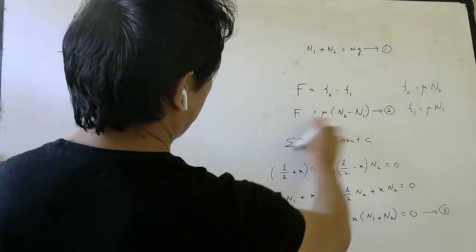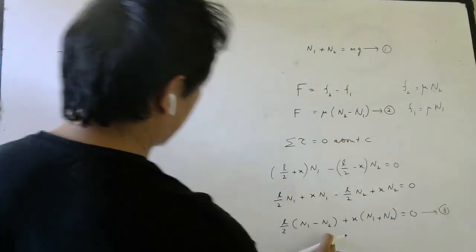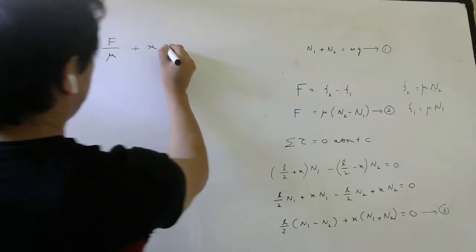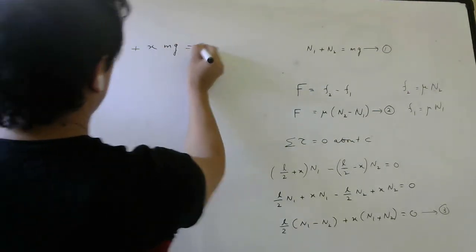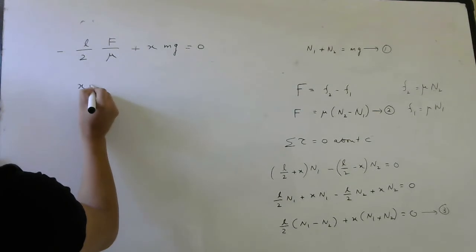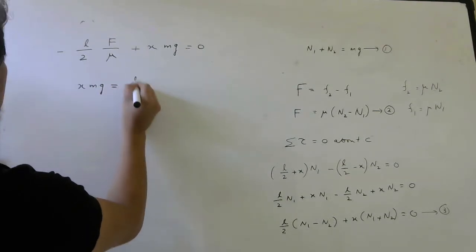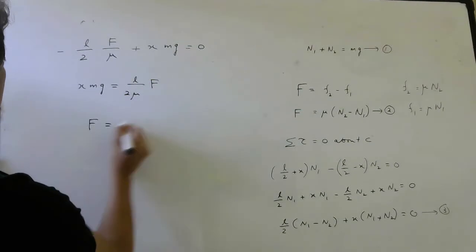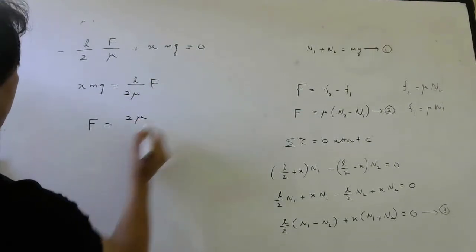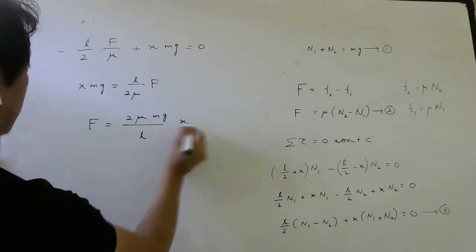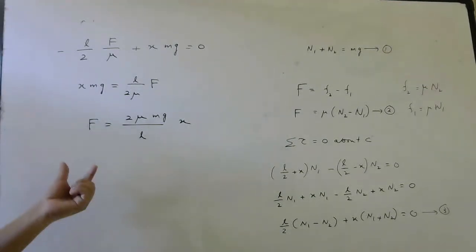So this third equation with the help of the first and second will become what? L by 2, N1 minus N2 I can write as minus F by mu, since N2 minus N1 is F by mu, plus x, N1 plus N2 is mg, equal to 0. So these are all magnitudes, so x mg will be equal to L by 2 mu into F. So F will be 2 mu mg by L x. So we have found the force in terms of x.